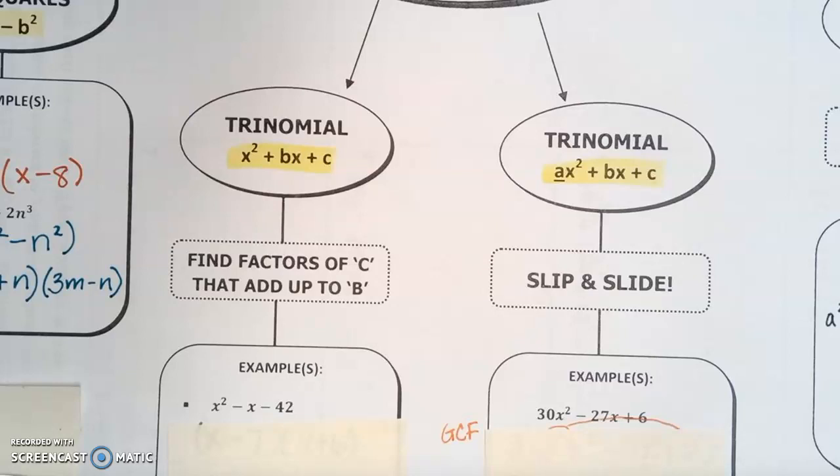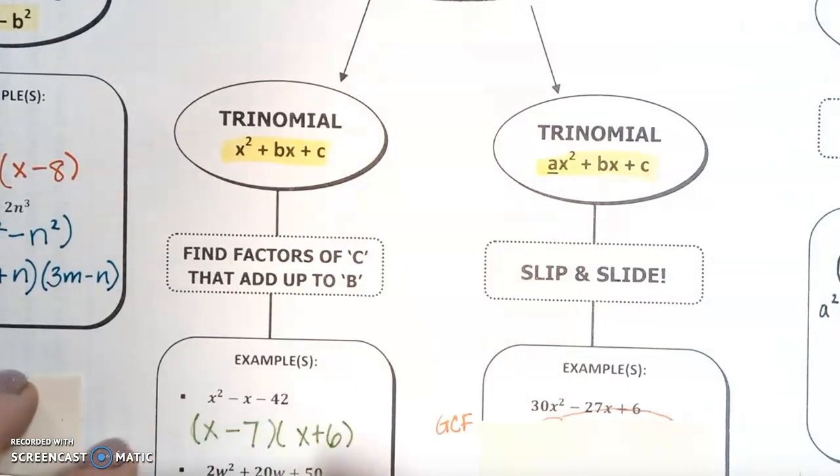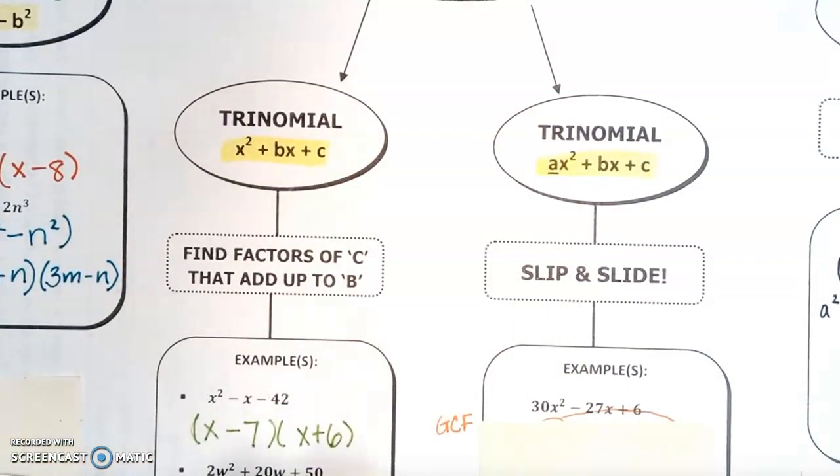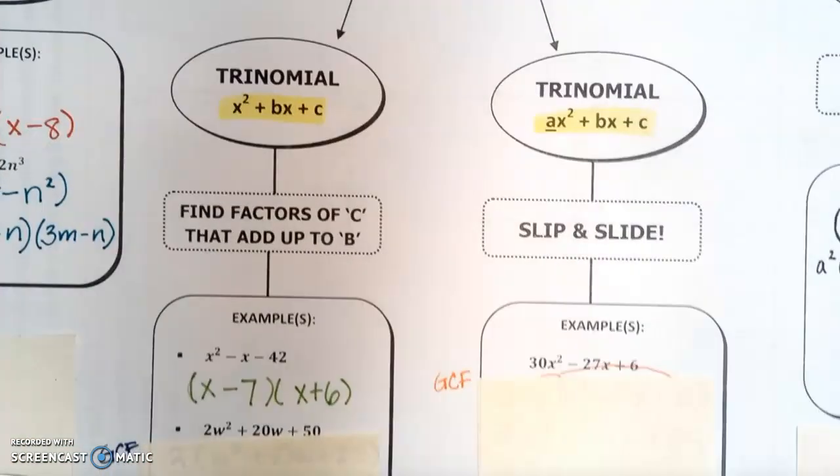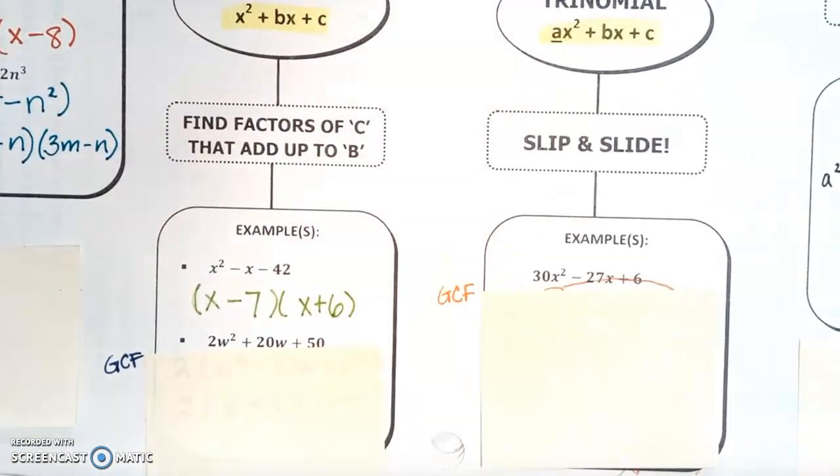Anybody think they know those two numbers? Leah? Negative 7 and positive 6. So when you factor it, it looks like this: x minus 7 and x plus 6. Good job.